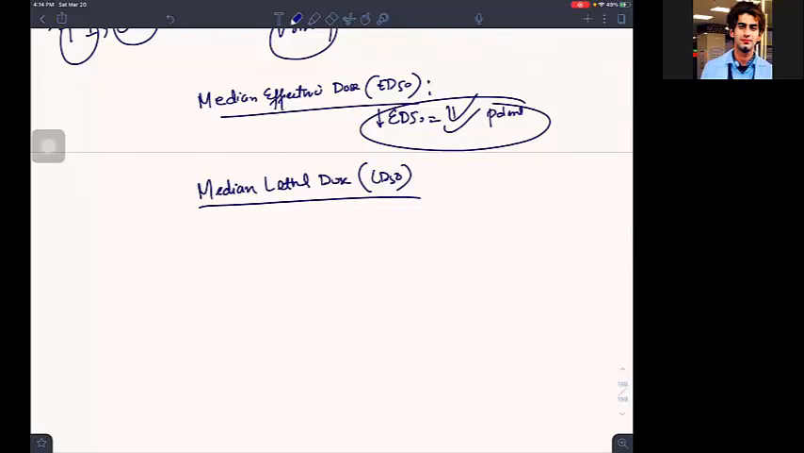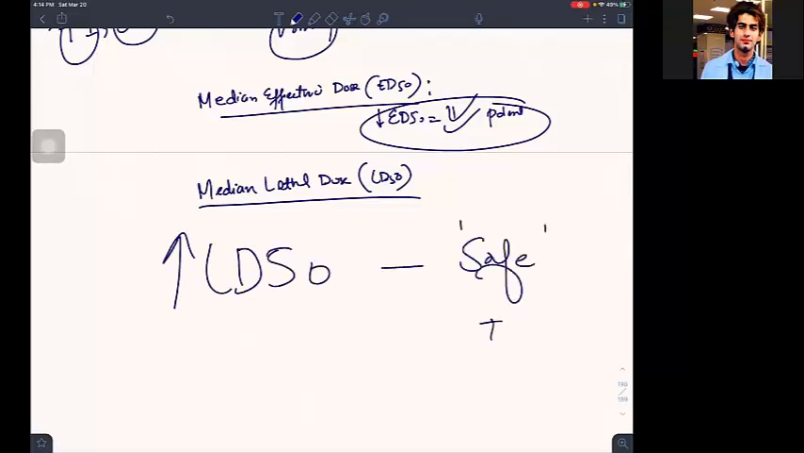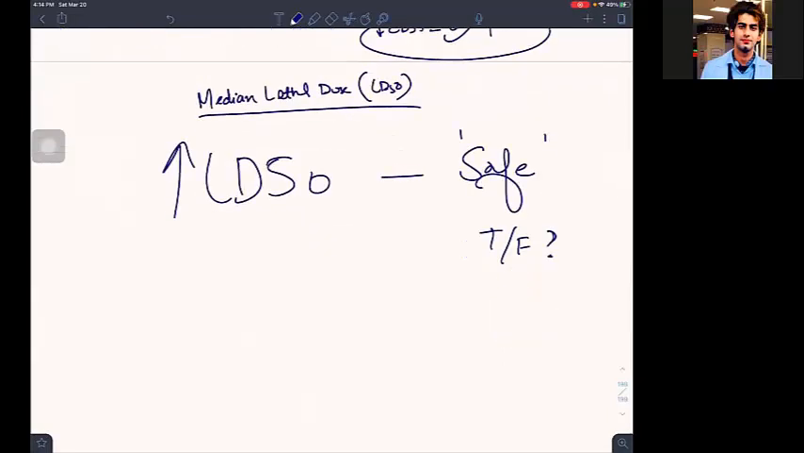If a drug is having more LD50, can I say it is safe? I want true or false. If someone is having an LD50 more, can I say it is safe? True or false? It is true, because the thing lies in the perception, how you perceive things. Now see the perception.